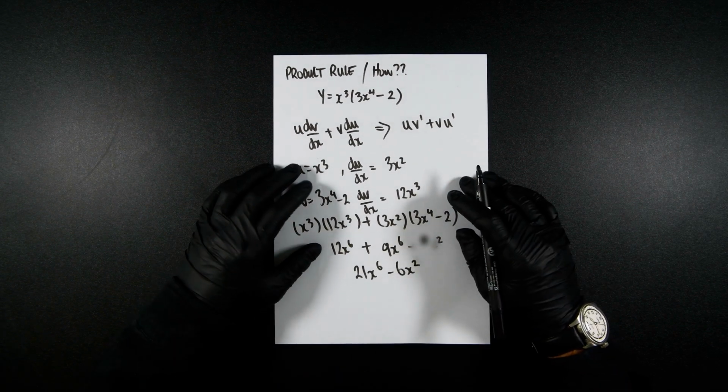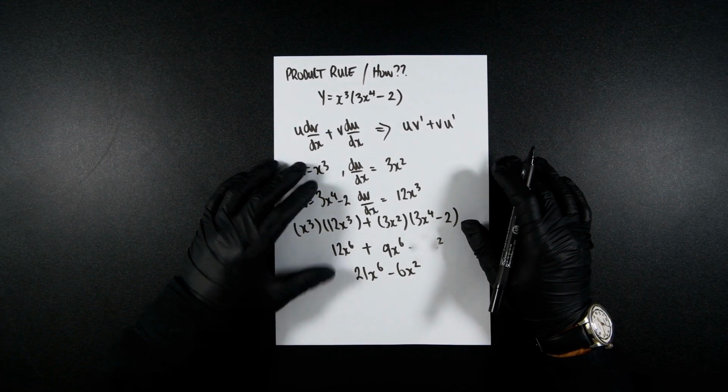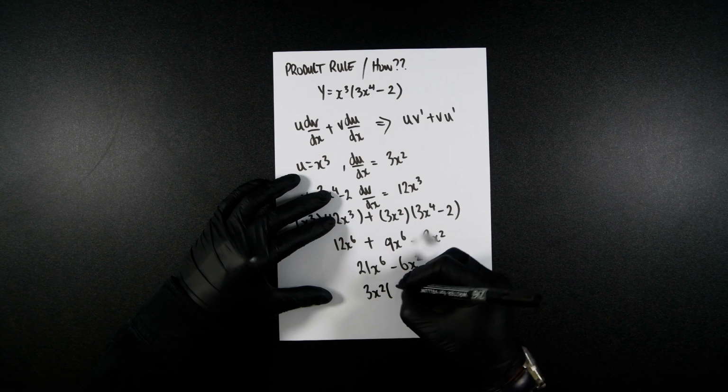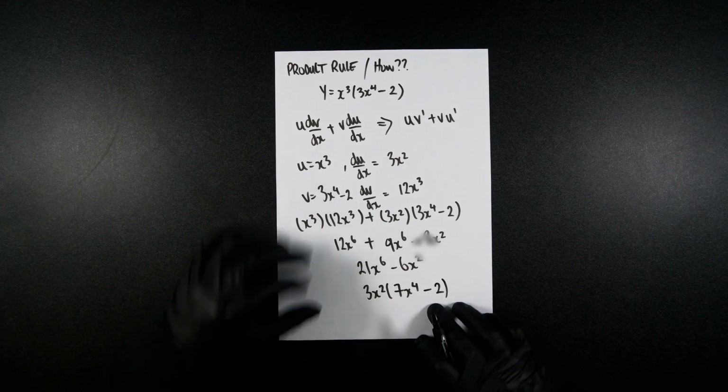If the question asks to factorize completely or represent in its simplest form, I would recommend factorizing this. So that would be 3x squared (7x^4 minus 2). So that is the differential of this.